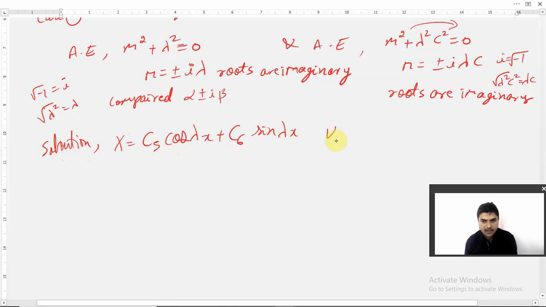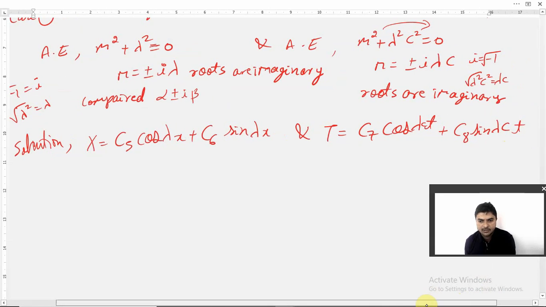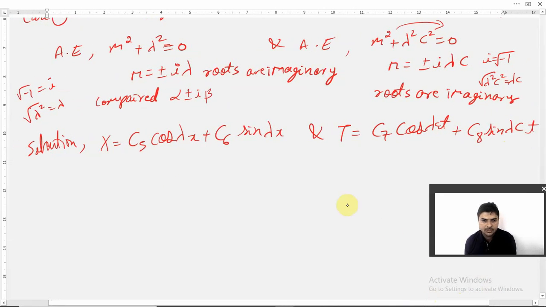Is it clear? And similarly on this side it will be t equal to c7 cos lambda ct. Yes, c is there, so I will take c here, and plus c8 sin lambda ct. This is what we get as the solutions. So these are the solutions when k is negative.